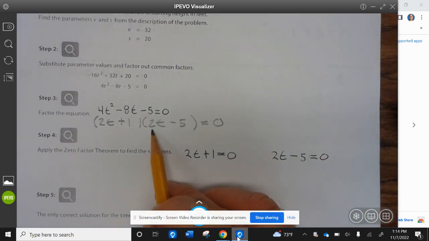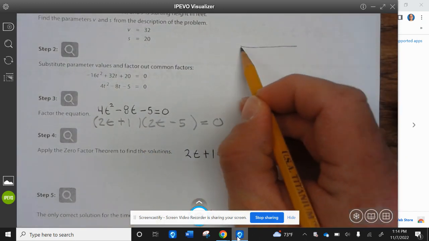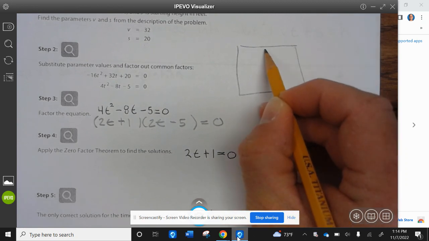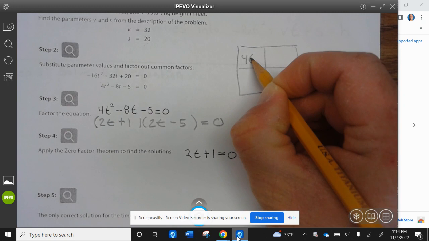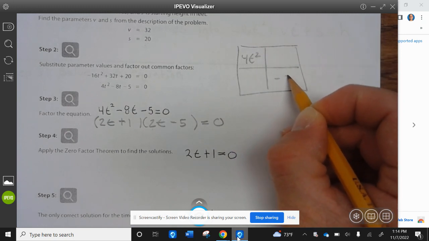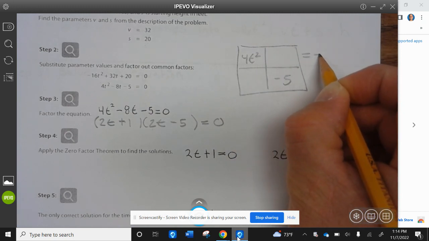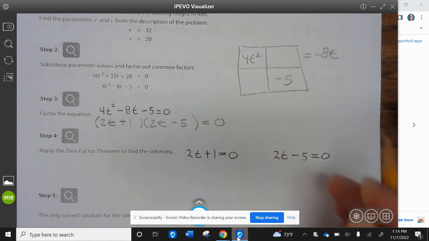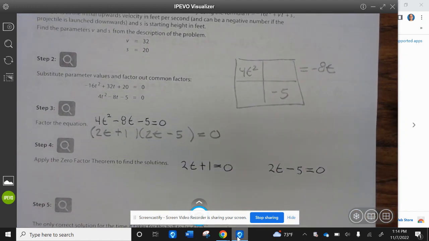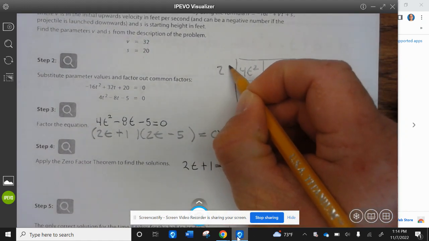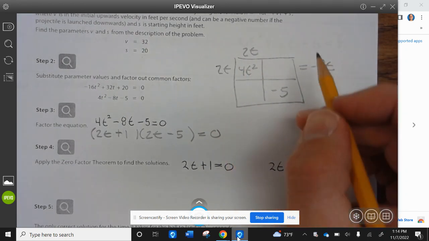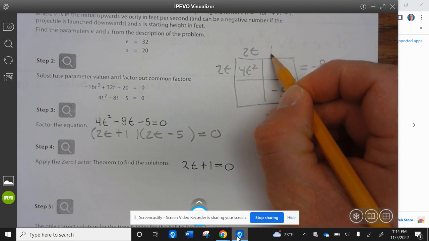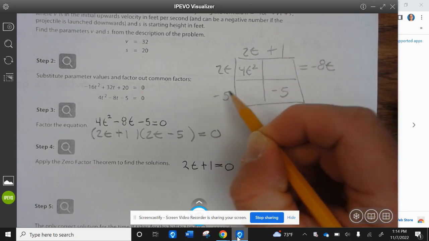Now, we can come over and check to make sure this works. I'm going to draw a little box over here. First term, 4t squared. Last term, negative 5. And they need to combine to be negative 8t. Okay, well, 2t, 2t. And let's try plus 1, minus 5.